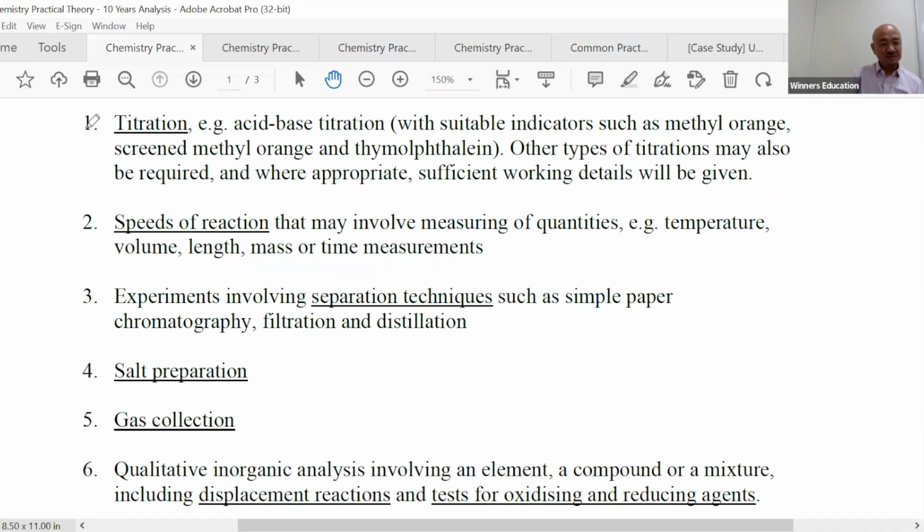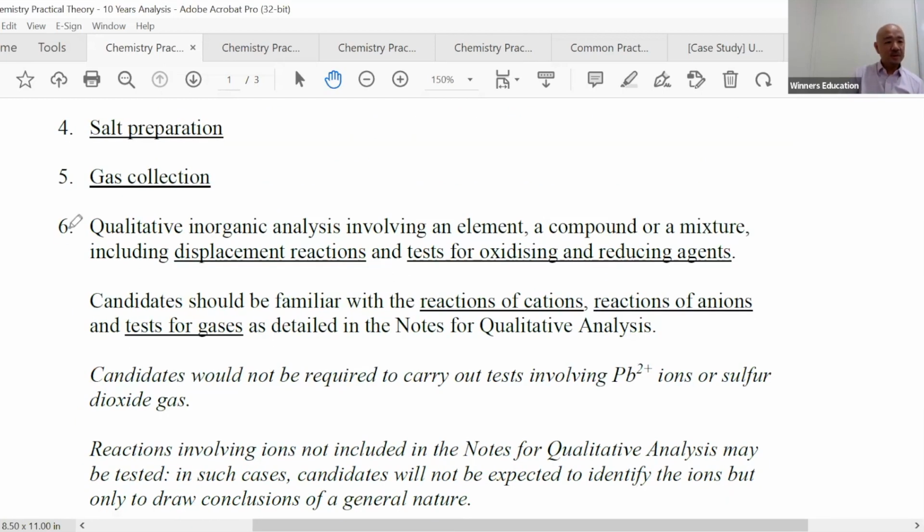Titration, okay? Acid-base titration. Let me go broad-base first. Speed of reaction. All right, what else? 3, experiments involving separation techniques. 4, salt preparation. 5, gas collection. 6, this is your redox, I believe. Test for oxidizing and reducing agent.